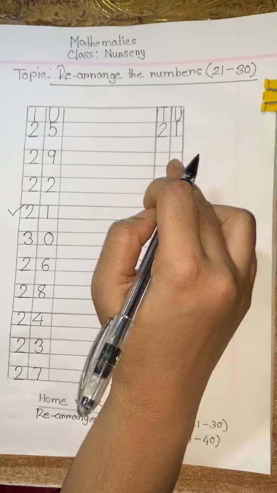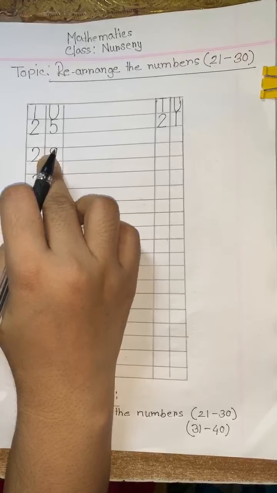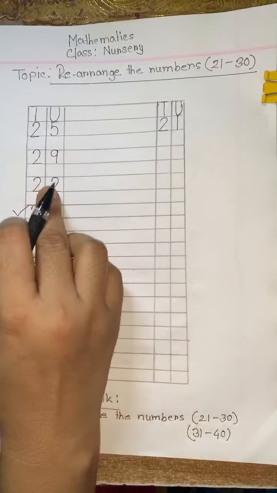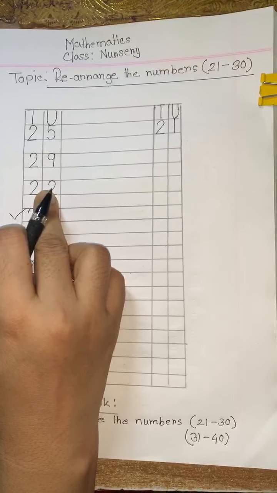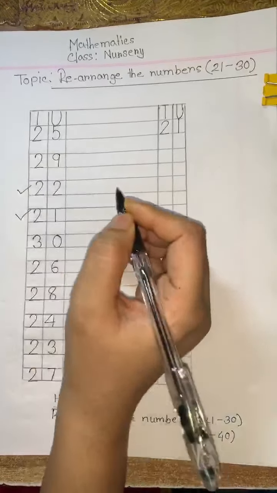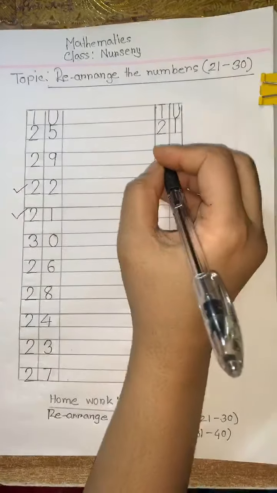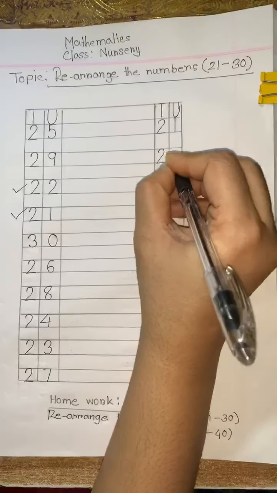22. Is it 22? No. Is it 22? Yes, it is 22. Now I'll put the tick mark beside the number. Then I will write here 22.